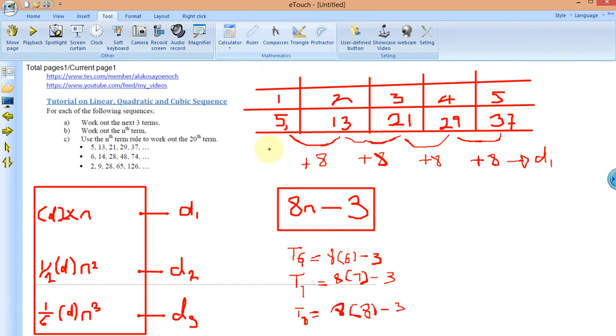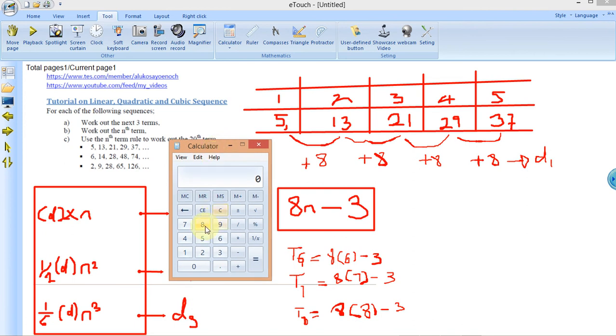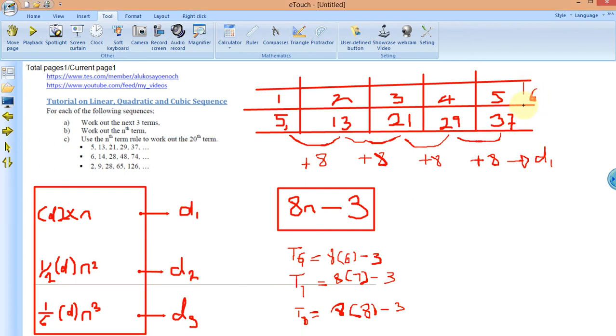Okay, so let's just do this. So I have 8 times 6 minus, let me just press equals first, minus 3. So that's 45, meaning I'm going to have 45 here. So T6 will give me 45.